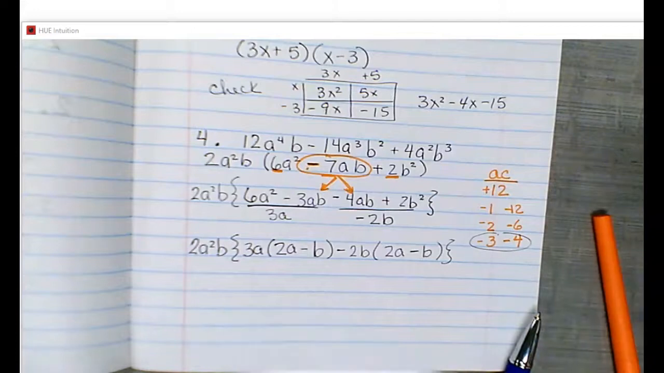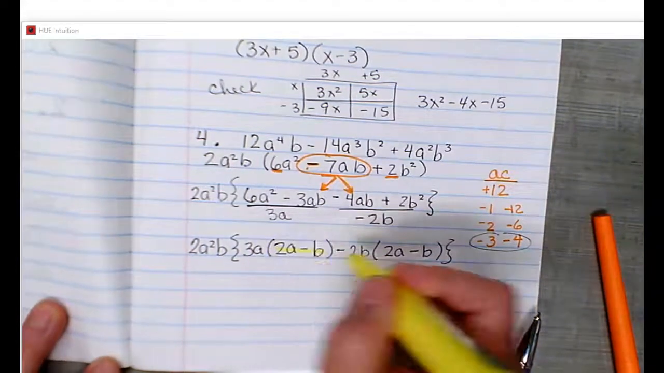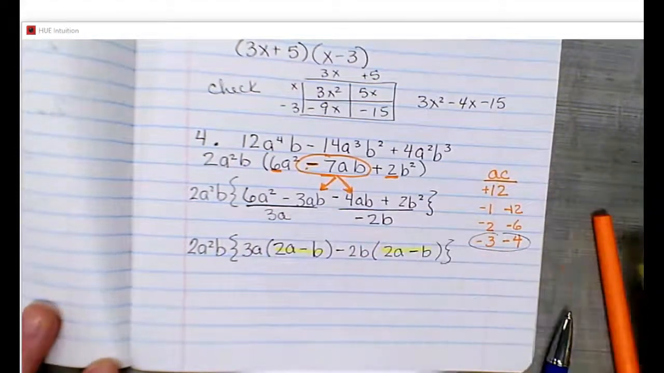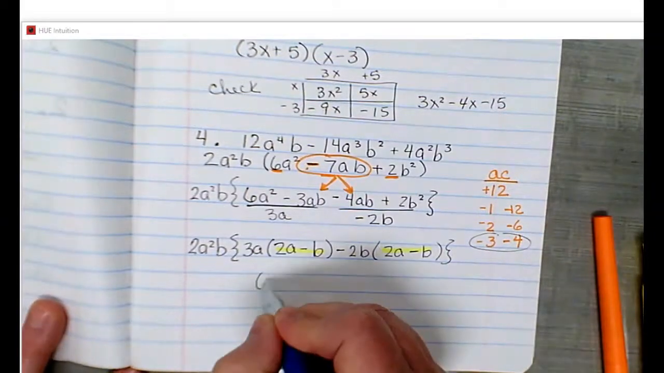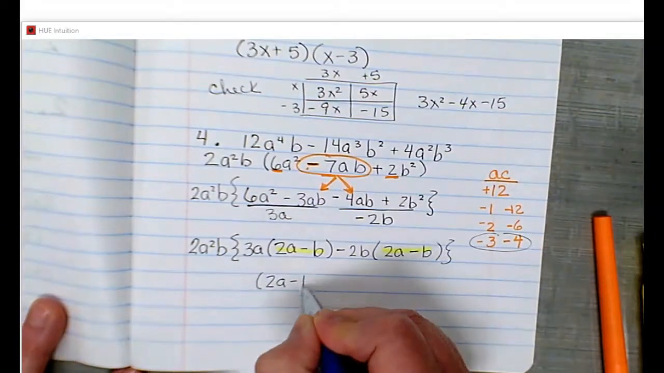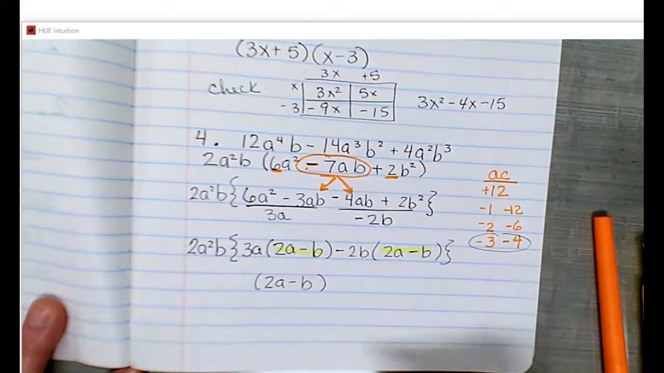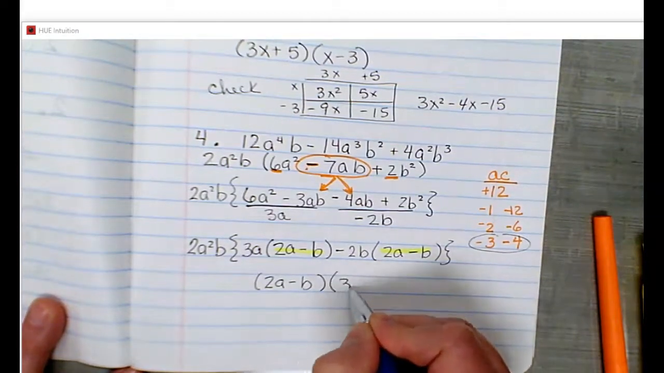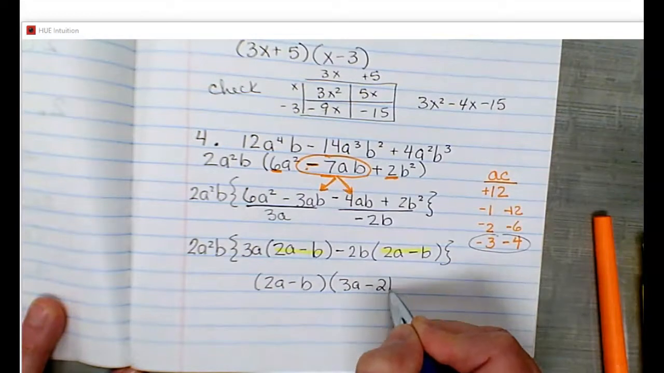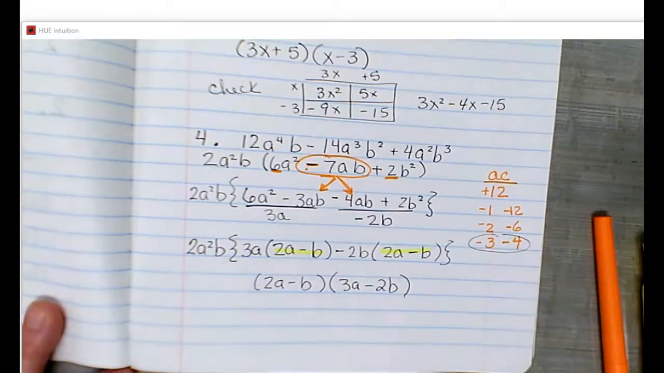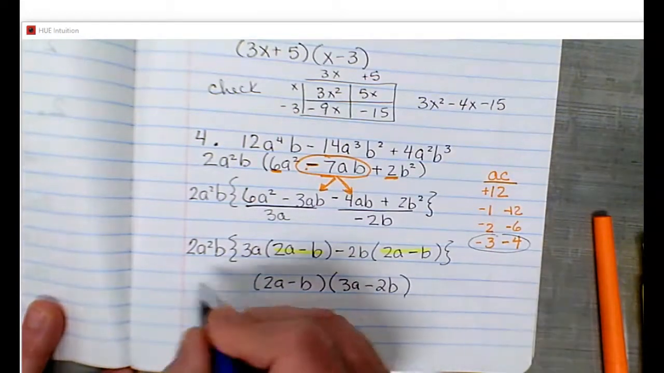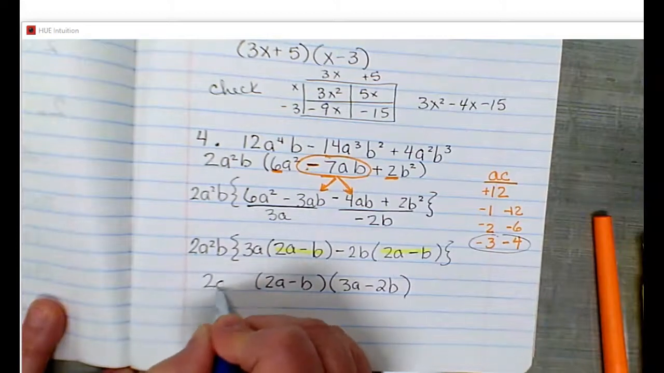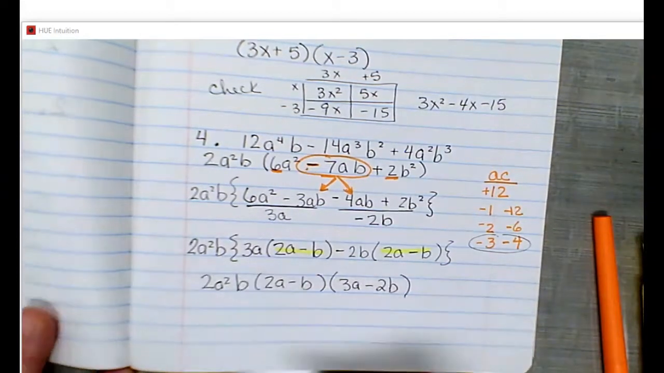If you have used the GCF and haven't made a sign mistake, when you get to this step right here, you should have a matching term. Now, at this point, I don't need my brackets anymore. The GCF just goes out in front.